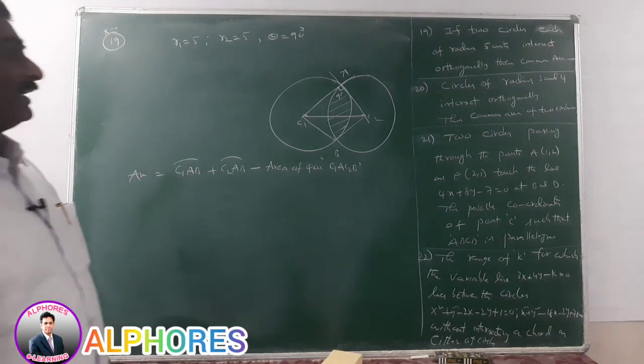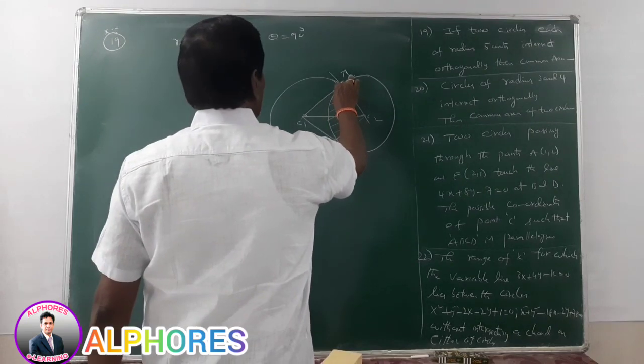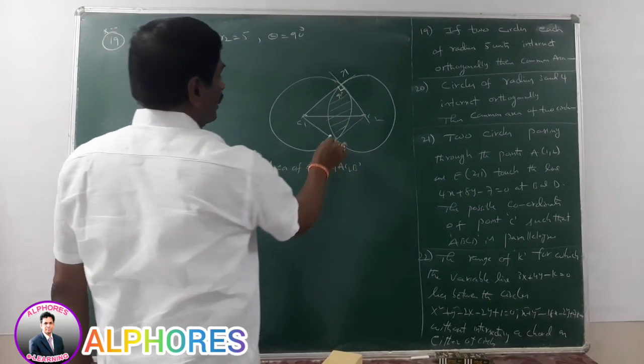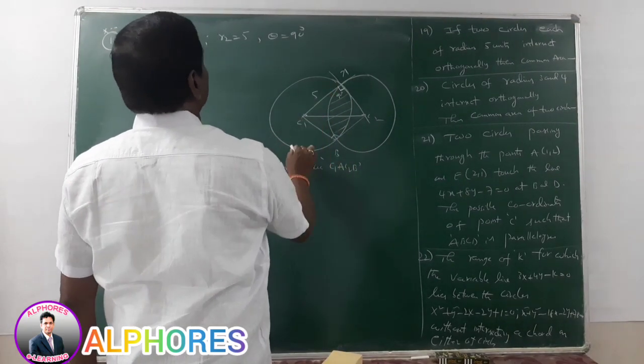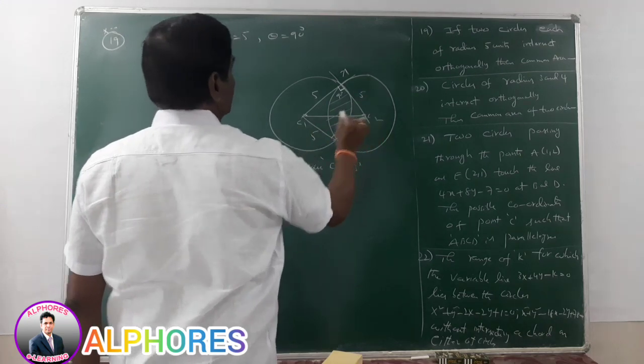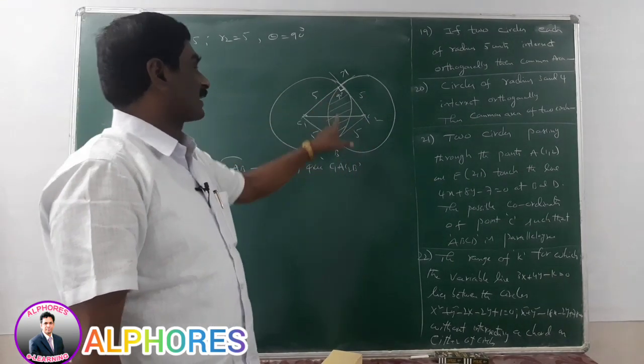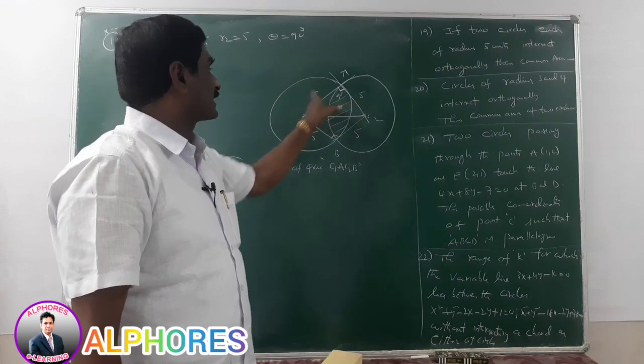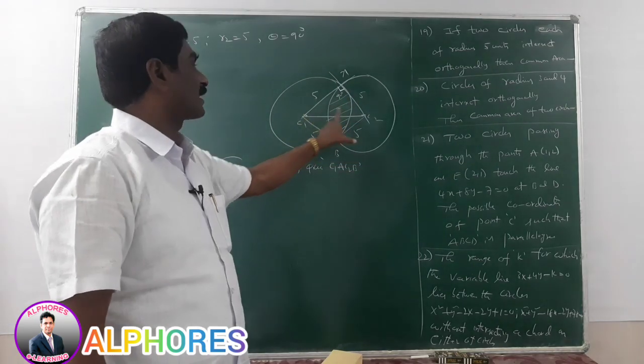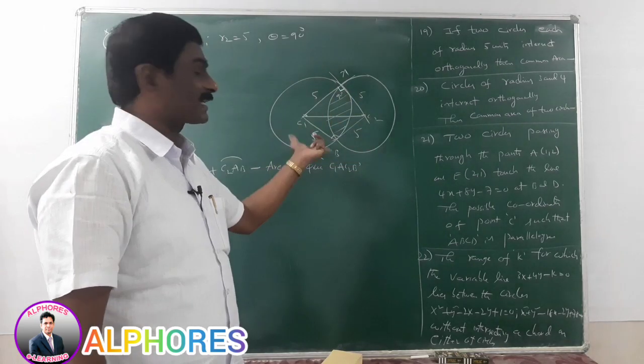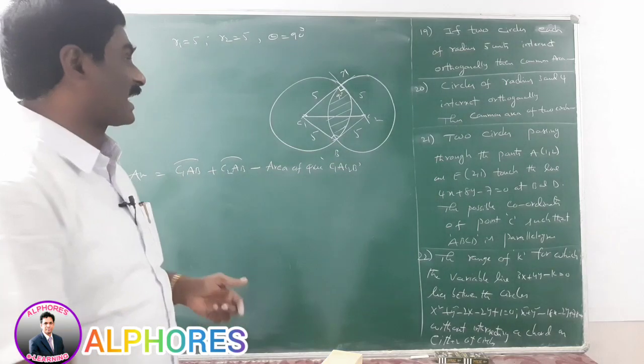Please observe this point. It is the angle 90 degrees. It is the angle 90 degrees. It is also angle 90 degrees. Each side is 5 units. Please observe these points. These two angles are equal to 90 degrees and each side is equal to 5 units. That means these two angles are automatically equal to 90. It forms a square. In a square, each angle is equal to 90 degrees.